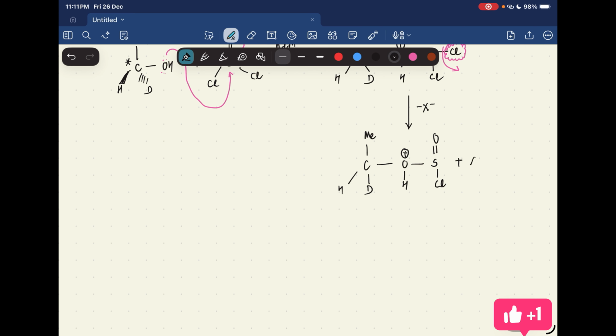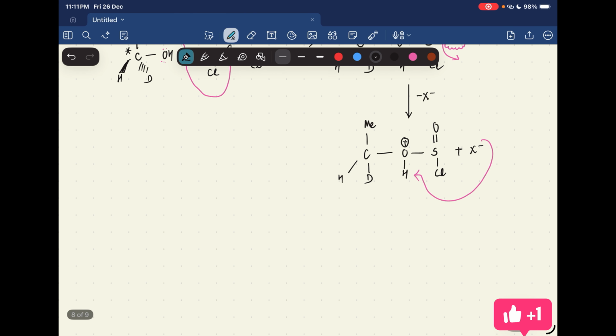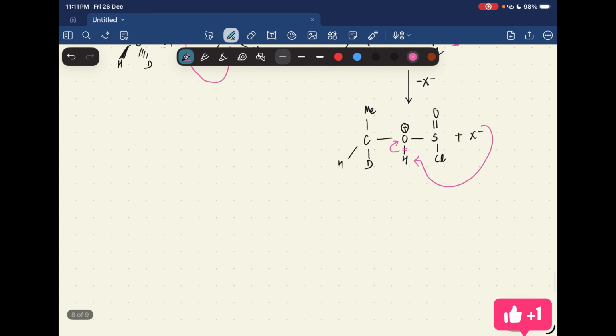Now this X minus will attack this particular hydrogen and take up the hydrogen, because oxygen is having a plus charge, which is not at all stable. To neutralize it, X minus will take up the H plus. After taking the H plus, this electron density will come to the oxygen. So here it is methyl group, hydrogen, deuterium, oxygen. Now it is neutralized, right? S double bond O, here it is Cl.